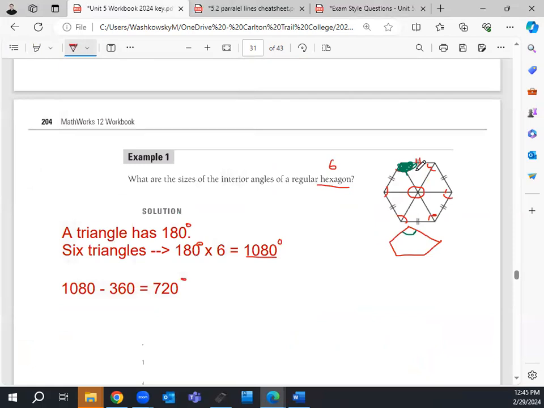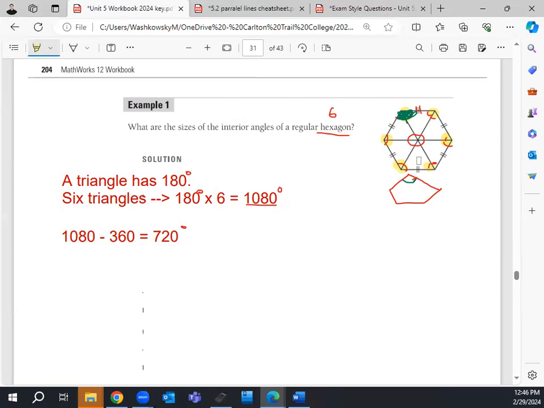So logically, here's what I know. If I know there's 1080 degrees in all of this, I know this middle part here is 360 degrees. If I take that away, what am I left with? I'm left with just the degrees of the inside angles of this. All 6 of them. So I know these 6 need to add up to 720, right? So how can I figure out what one of these would be?